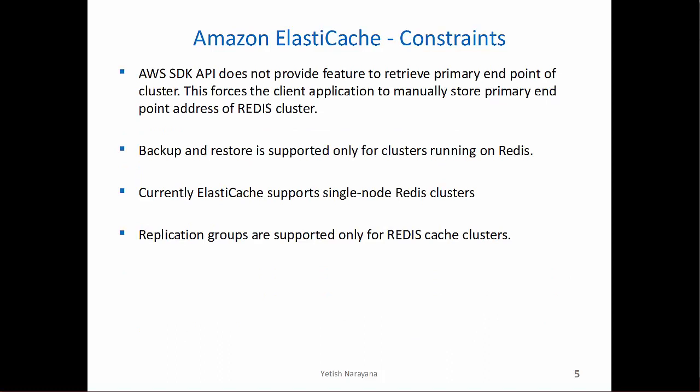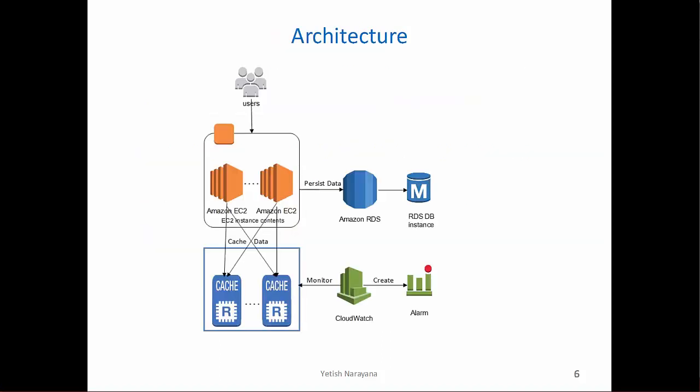A couple of constraints: as of now, I didn't find a feature in the AWS SDK API to retrieve a primary endpoint address. So for the demo applications, we have to maintain the primary endpoint address as part of a properties file. Backup and restore is only supported for Redis clusters, not for Memcache. And for Redis clusters, ElastiCache supports only a single node. Replication groups are also supported only for Redis clusters and not for Memcache.